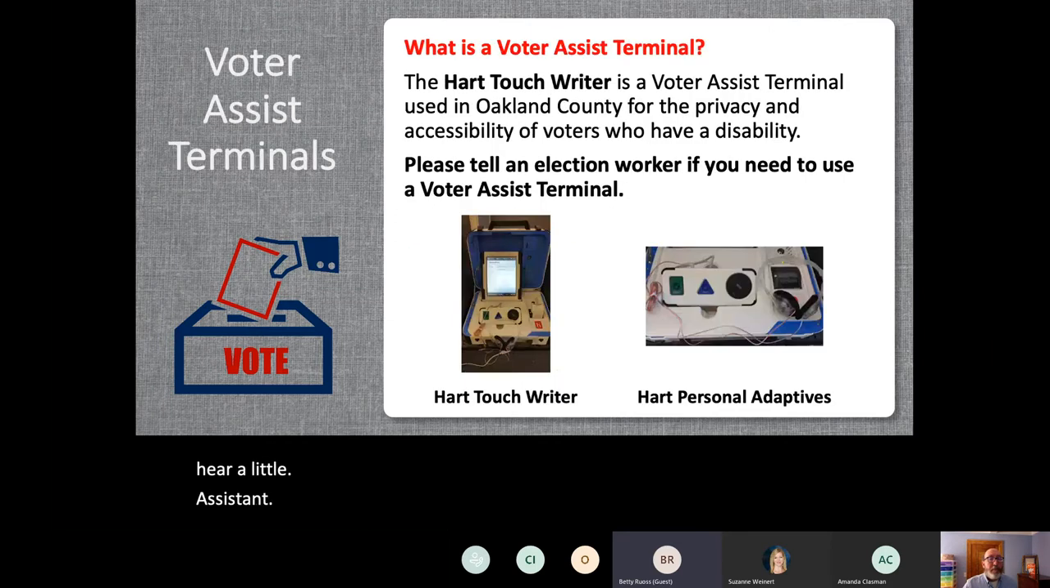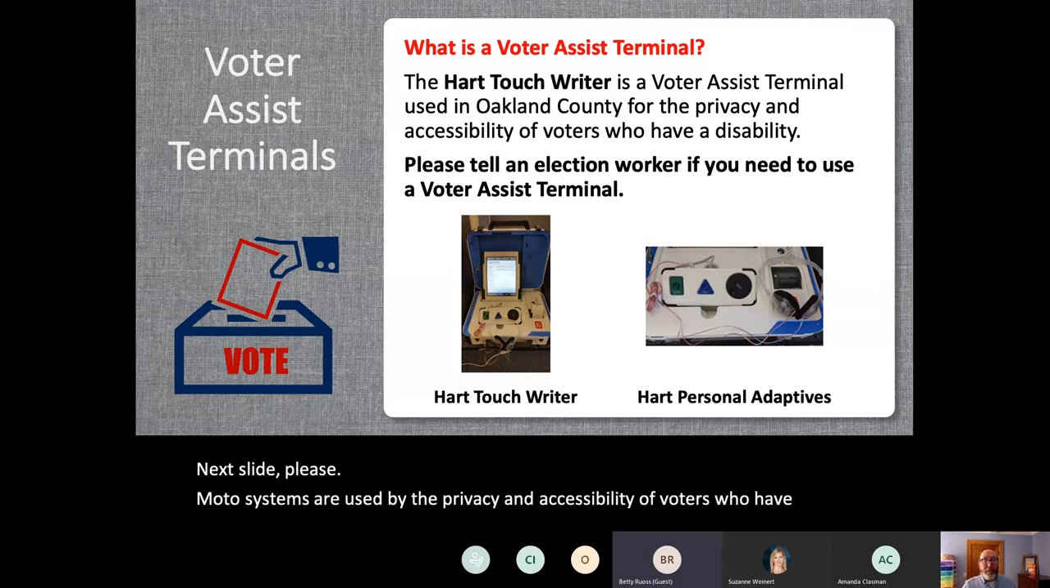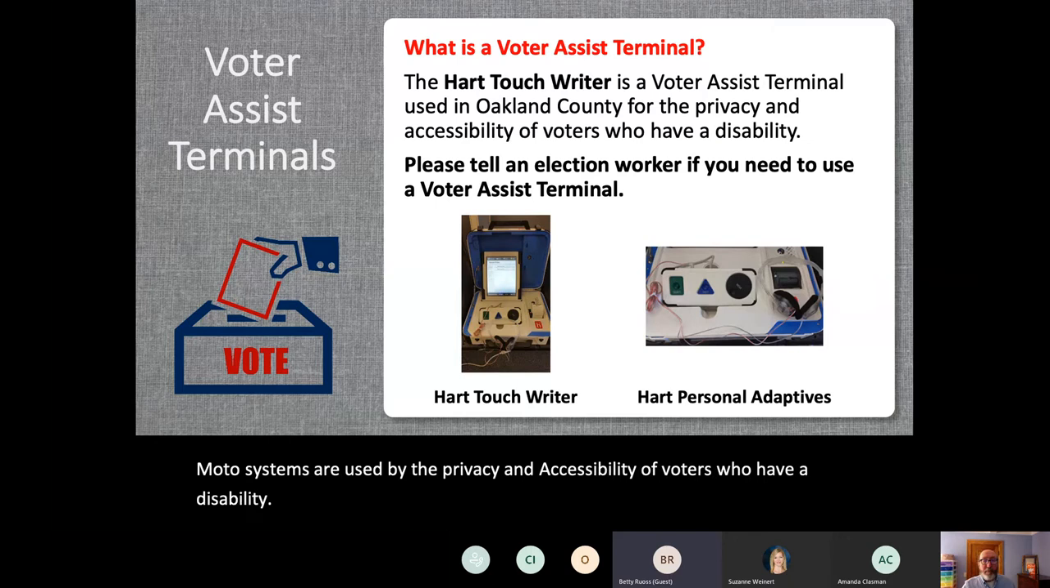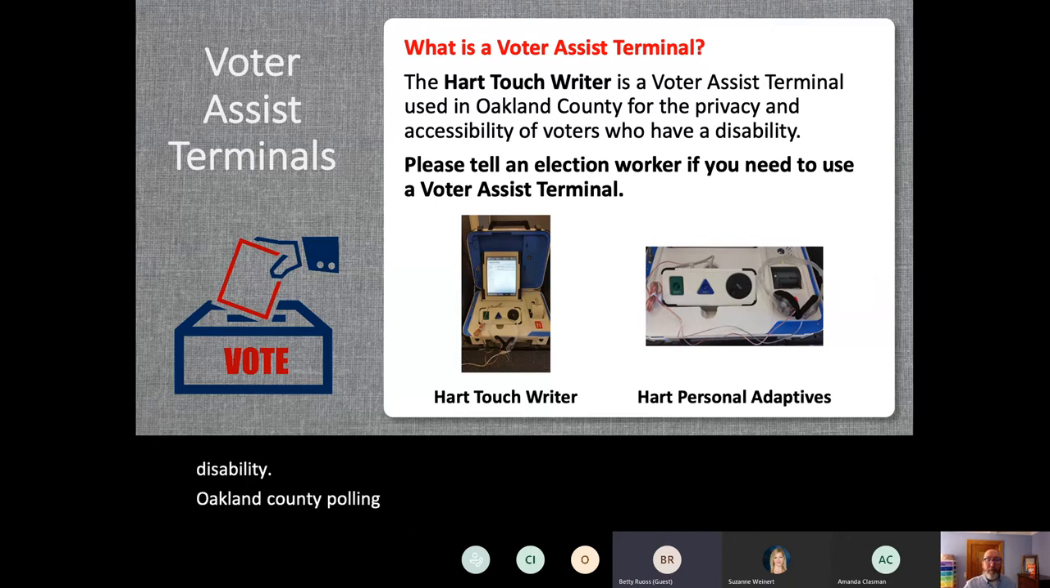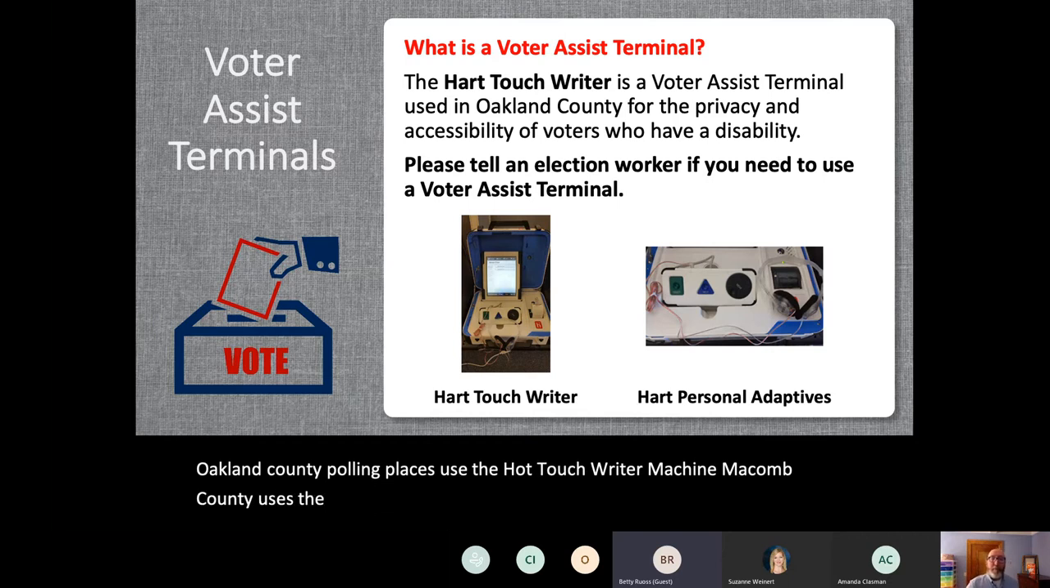Next slide, please. Voter assist terminals are used for the privacy and accessibility of voters who have a disability. Oakland County polling places use the Hart InterCivic writer machine. Macomb County uses the ExpressVote machine. And Wayne County uses the Dominion voting system.